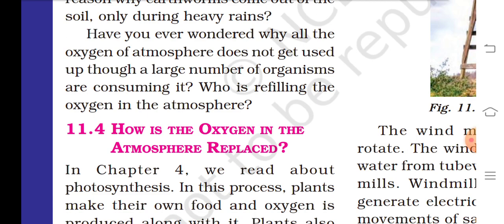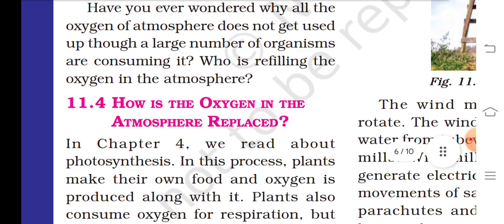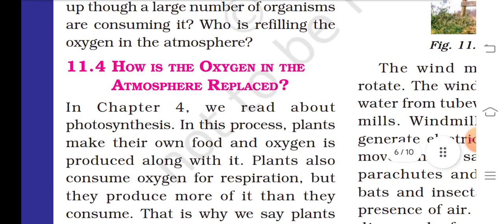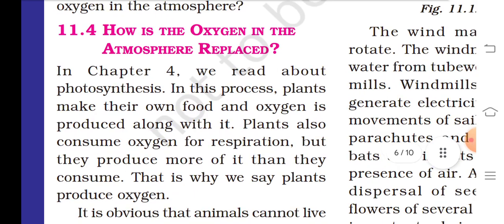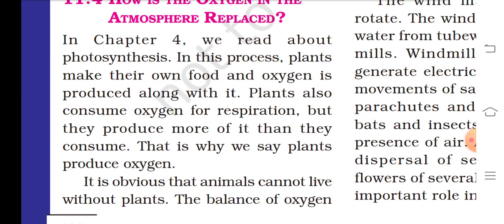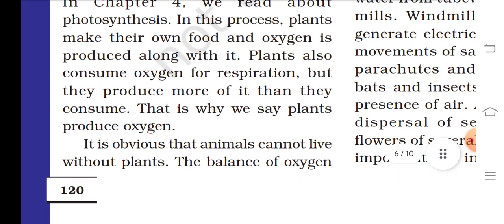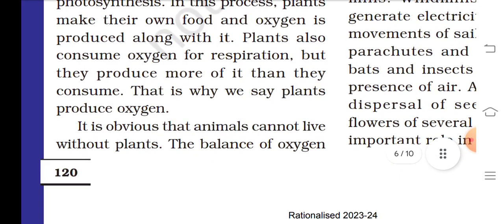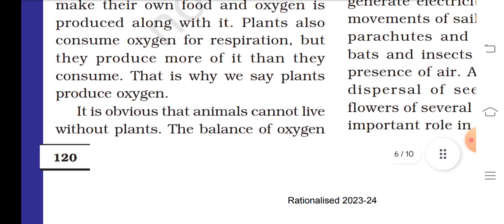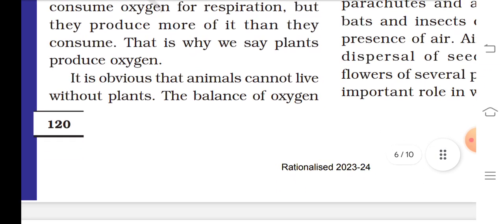Have you ever wondered why all the oxygen of the atmosphere does not get used up, though a large number of organisms are consuming it? How is the oxygen in the atmosphere replaced? In chapter 4, we read about photosynthesis. In this process, plants make their own food and oxygen is produced along with it. Plants also consume oxygen for respiration, but they produce more of it than they consume. That is why we say plants produce oxygen.